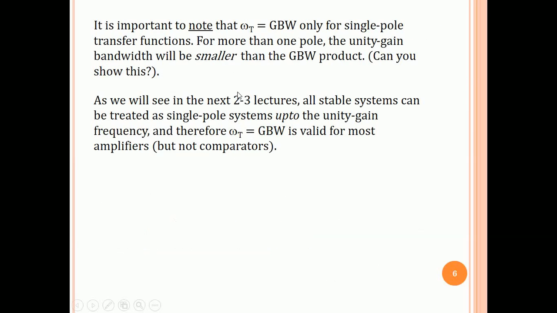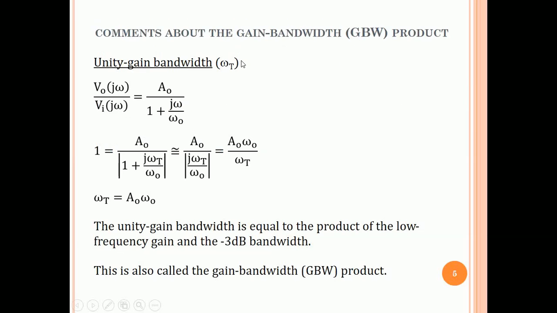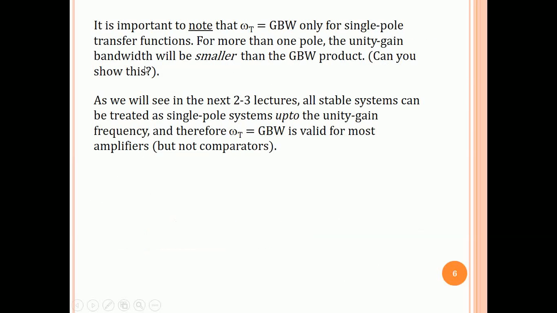Now let us recognize that this omega t equal to GBW or A0 omega 0 is valid only for a single pole transfer function. If the transfer function had multiple poles in the denominator, then the unity gain frequency will be smaller than A0 omega 0. Alright, please prove this. It is not difficult, but it is important to show that omega t is less than A0 omega 0 if there are more than one poles.